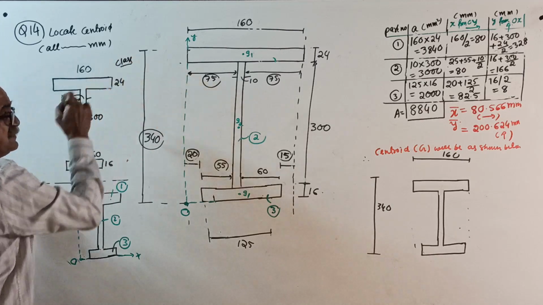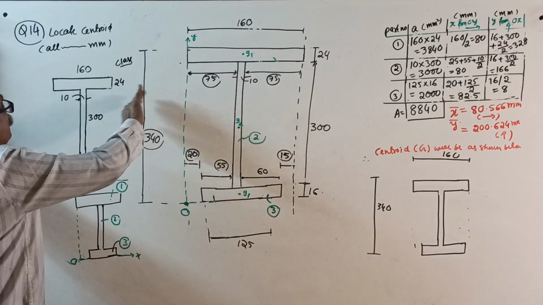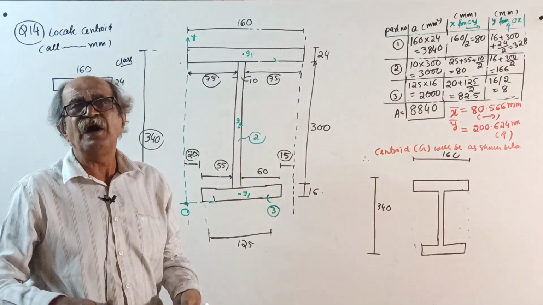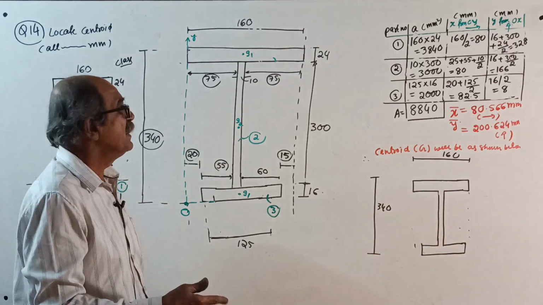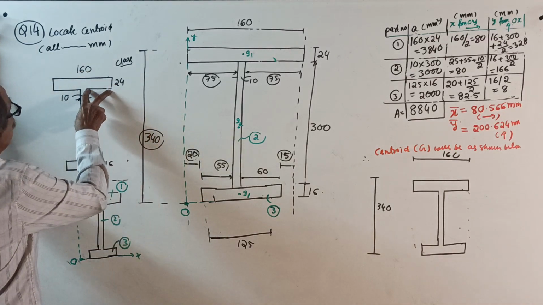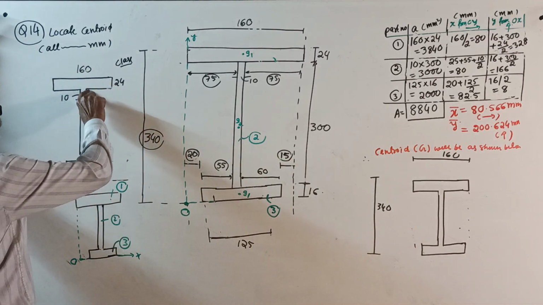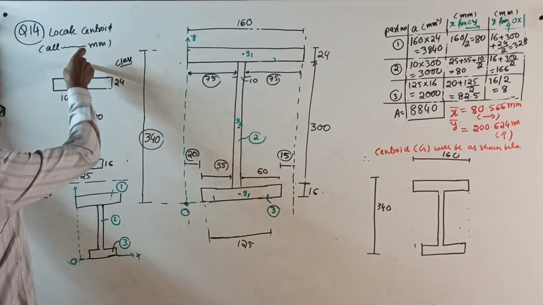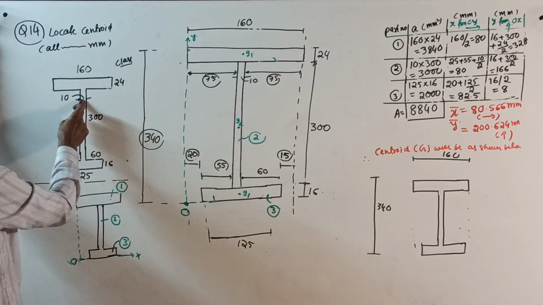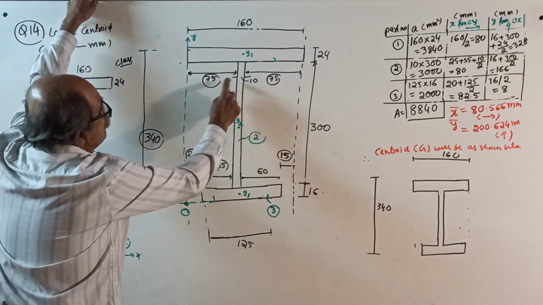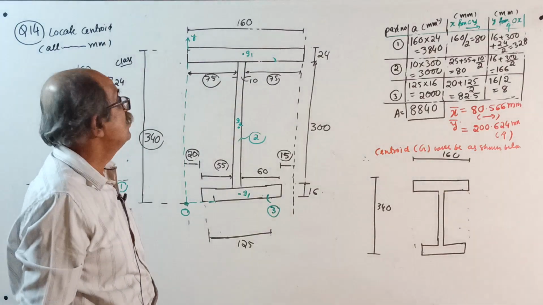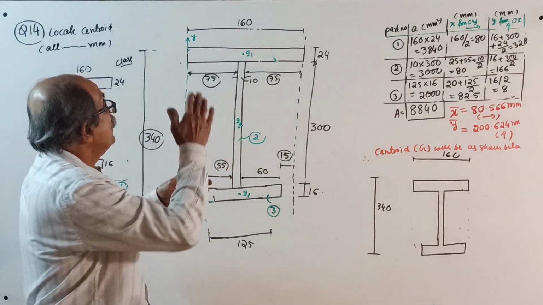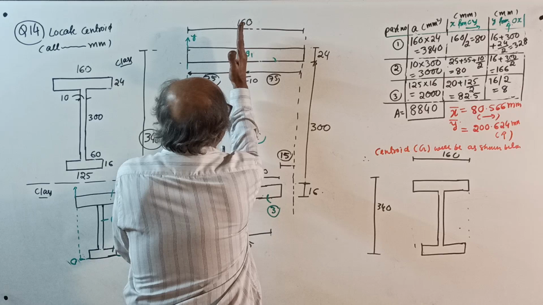For the top flange, the offsets beyond the web on the right side and left side are not given. So it is understood that both of them are equal. Therefore, the offset of the upper flange on either side of the web is 160 minus 10, that is 150, divided by 2, 75, 75. So suddenly it looks symmetrical now. About this axis, it is symmetrical at present.